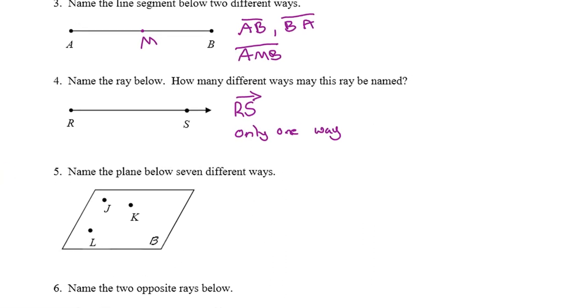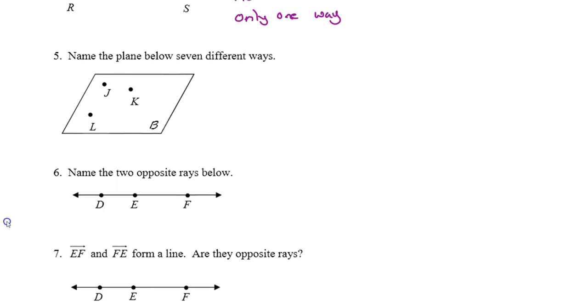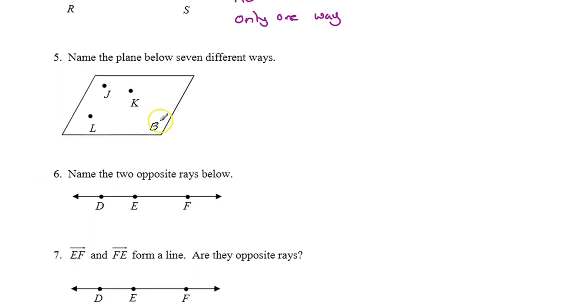Okay, whoops. Name the plane below 7 different ways. Wow, that's a lot of ways to name a plane. So let's see what we can do here. All right, plane. Well, one is we could just use this letter B right here. Again, that's not a point. That's just a letter that we have out there. So we have plane B.